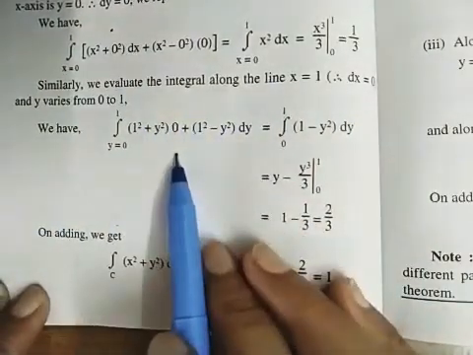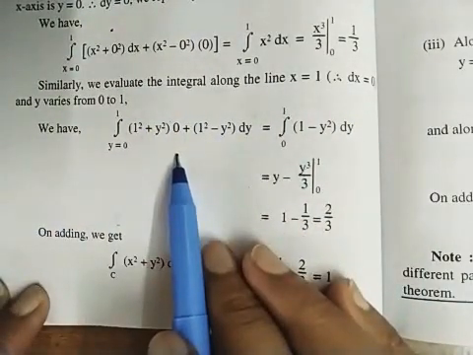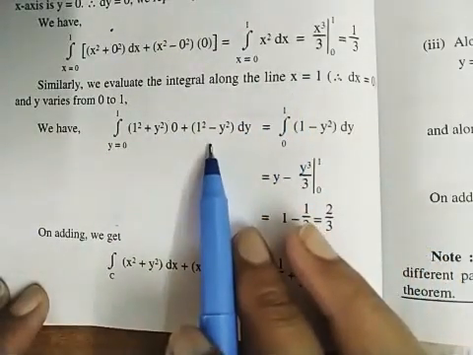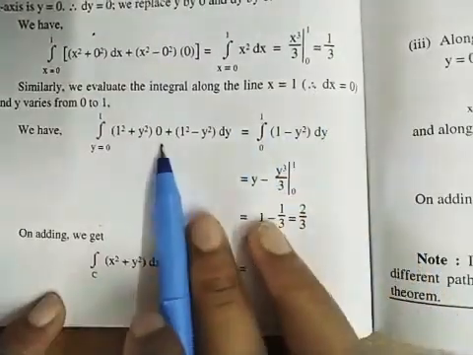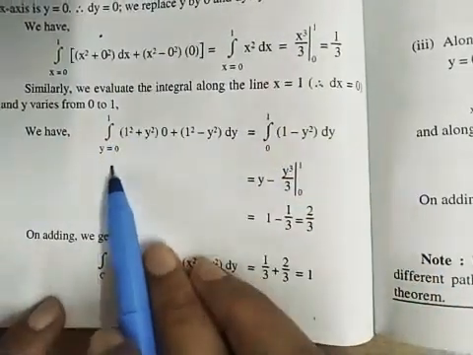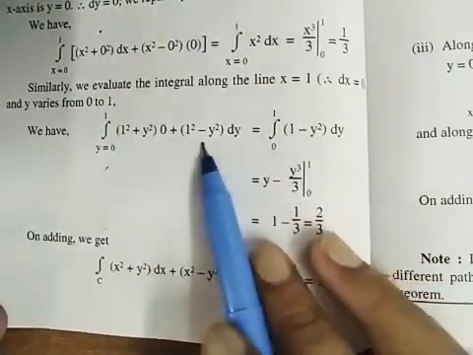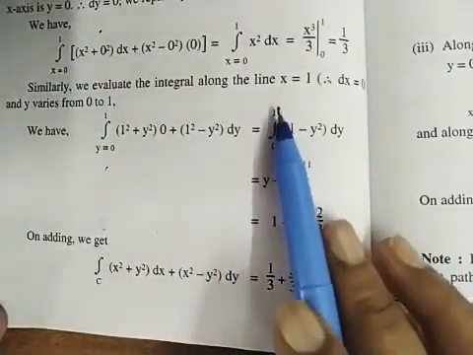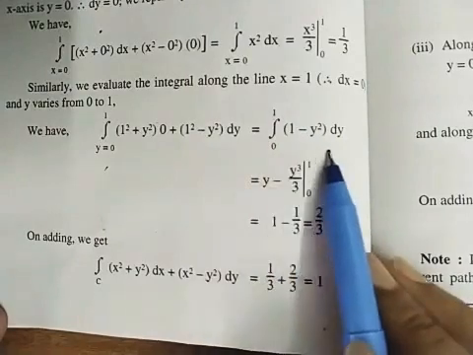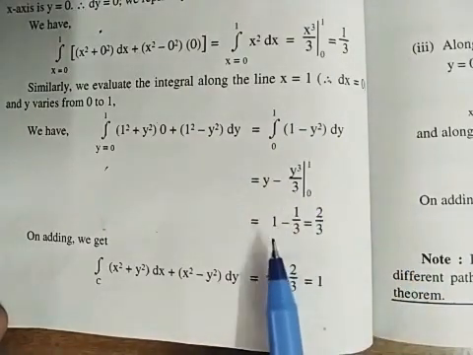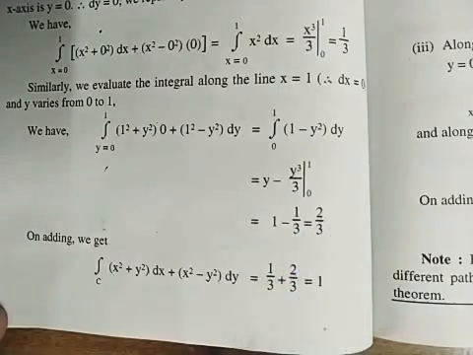In the given equation, we replace x by 1, y as it is, and dx is equal to 0, y varies from 0 to 1. So what do we get here? Integration of, after simplifying, this is 0, so 1 minus y square dy, y varies from 0 to 1. After integration, it is y minus y cube by 3 with 0 to 1. After applying the limit, 1 minus 1 by 3, that is 2 by 3.